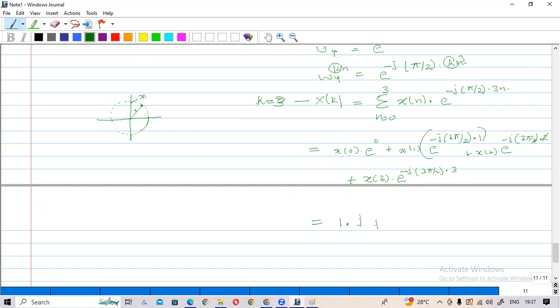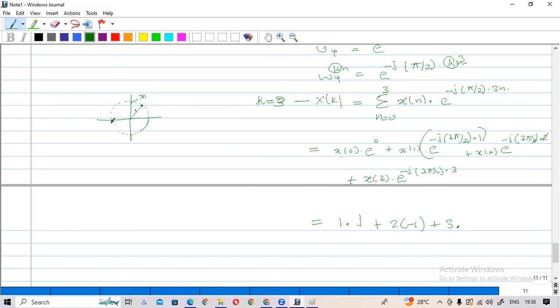Plus x2 is equal to 2 e to the power of 3π minus 3π. 3π means this is π, this is 2π, this is 3π when it is here. So that will be minus 1, 2 times minus 1. Plus x3. x3 is equal to 3 e to the power minus j 9π/2. You have to calculate the 9π/2. So minus 9π/2.